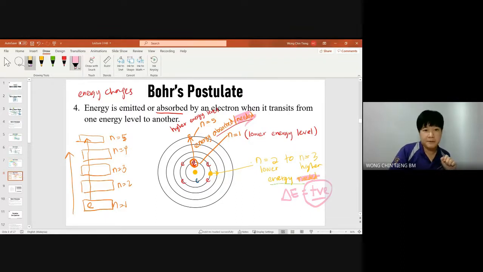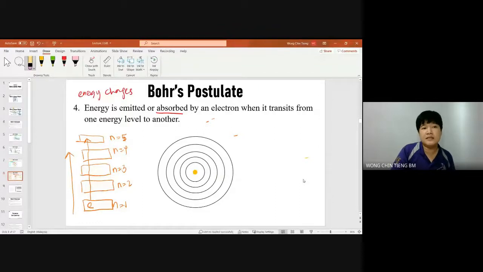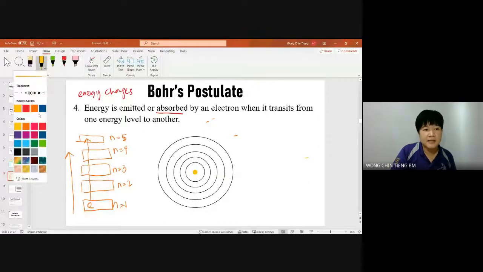Okay? Happy. That is when your electron is moving up. So what happened when electron moving down? Vice versa only. Exactly the same tetapi hanya terbalik. Kalau teacher sekarang ada elektron dari atas, N sama dengan 4.